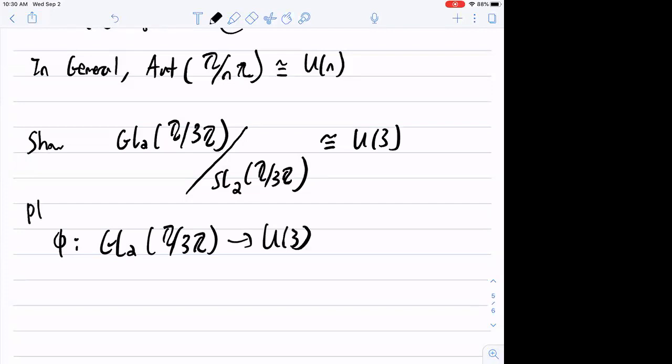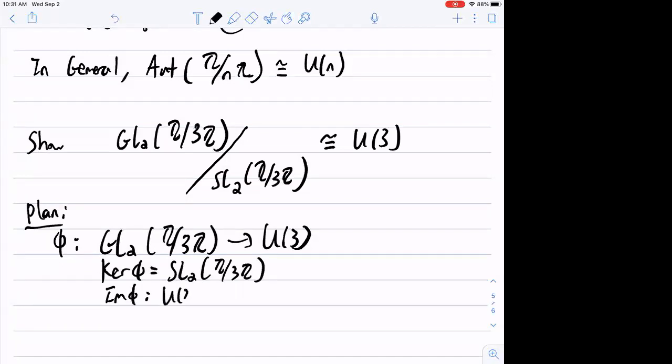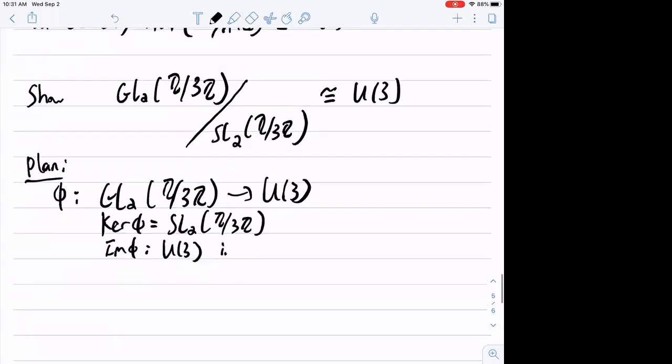So the plan: define a map from here to here. And what do we want? We want the kernel of phi to be SL2(Z mod 3Z), and we want the image to be the whole thing, U3, i.e. it's surjective. Then we have our result, because by the first isomorphism theorem, GL2 quotient the kernel is isomorphic to the image.